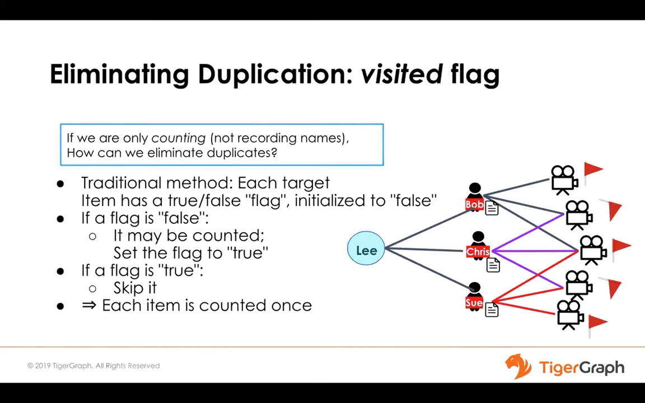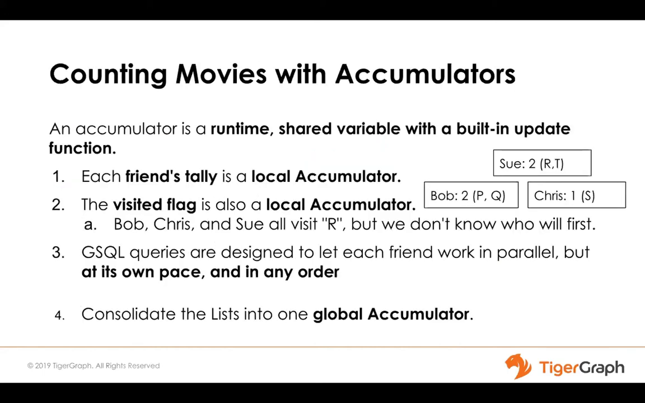Those of you who know programming, you know this, but now we're all on the same page. It's a very simple technique for making sure you count something only once. And it comes up not only in graphs, but with graphs, you see why this is a very useful technique. So let's see how we use this with accumulators. So in our example, remember, what is an accumulator? It's a runtime shared variable which has some built-in accumulation or update function.